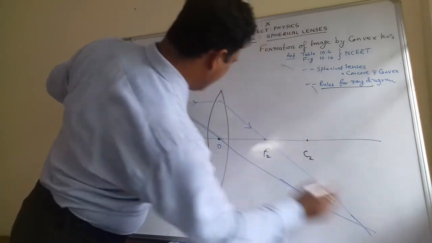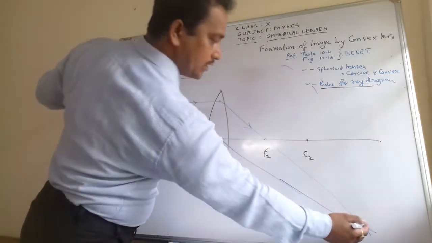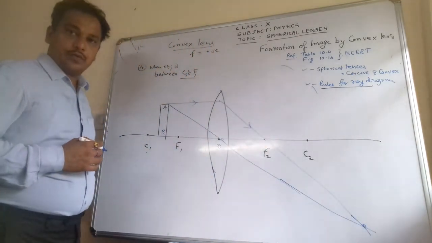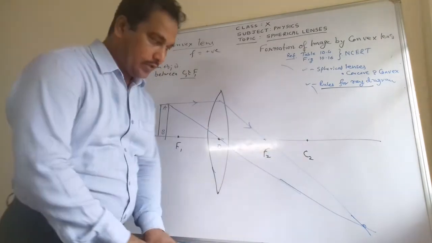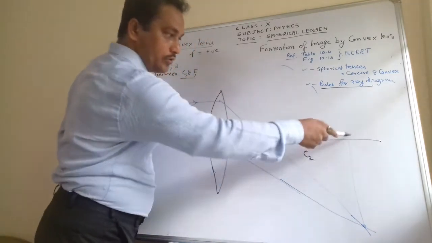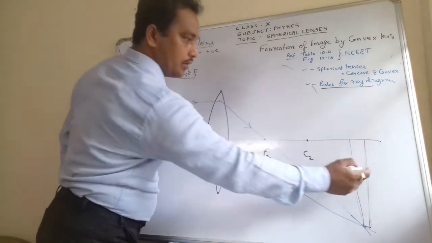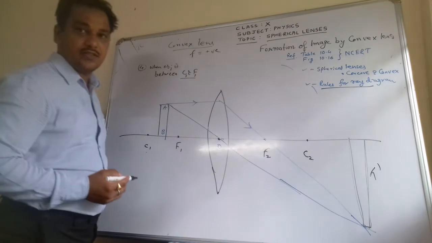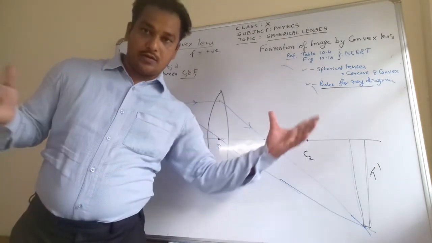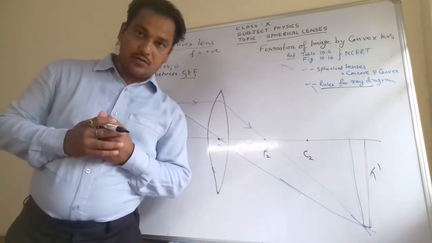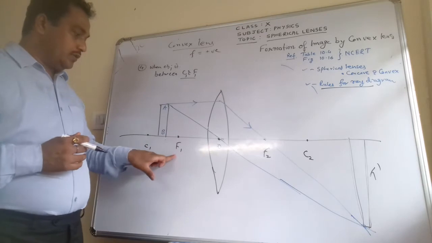So what we observed here is that the rays which are passing are intersecting at this point. This is the height of the object, and the image is formed here at this point. This is the height of the image, which is denoted by h dash. You can see clearly that the image from this point to this point is very large. So an enlarged image is formed when the object is between C and F.